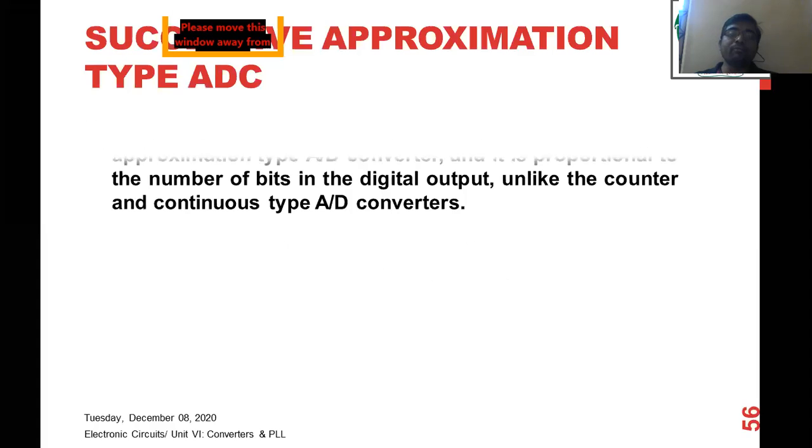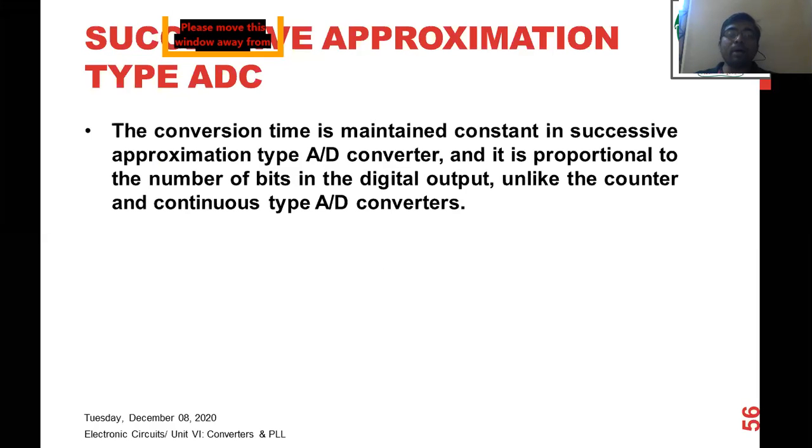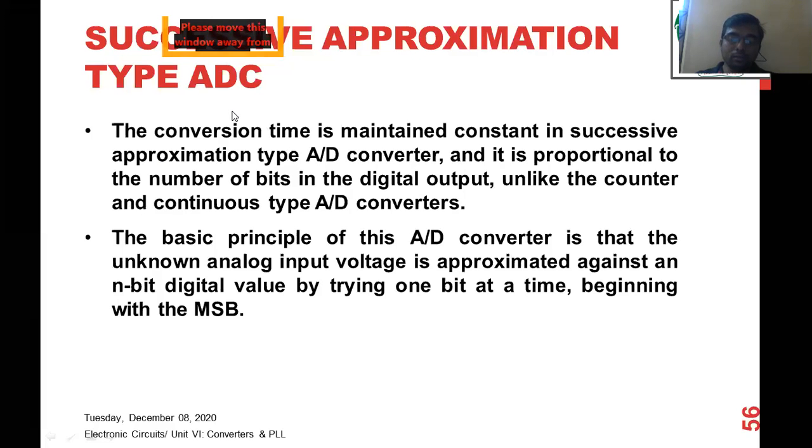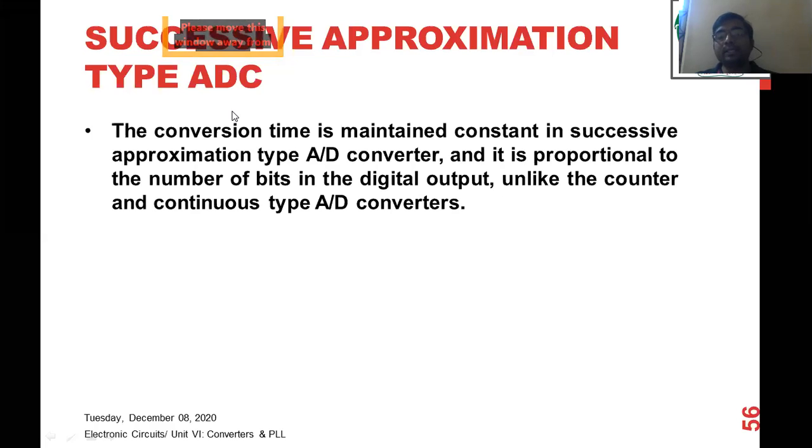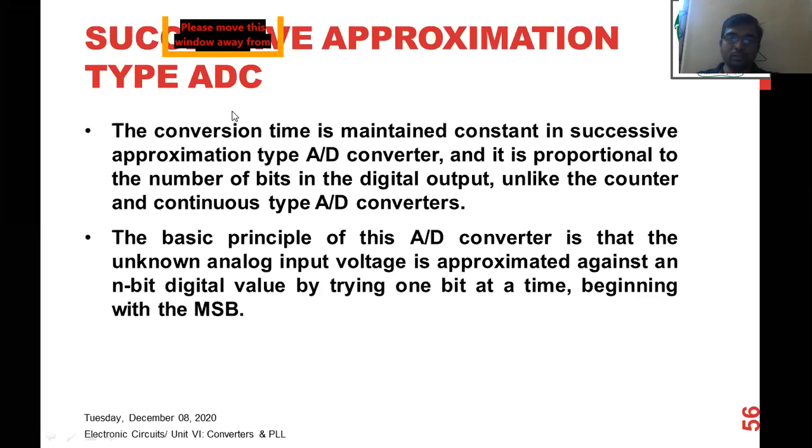Now we move to the next type of A to D converter, the successive approximation type A to D converter. Here the conversion time is maintained constant, and it is proportional to the number of bits in the digital output. Unlike the counter and continuous type of A to D converter, the conversion time is maintained constant in the successive approximation type A to D converter.